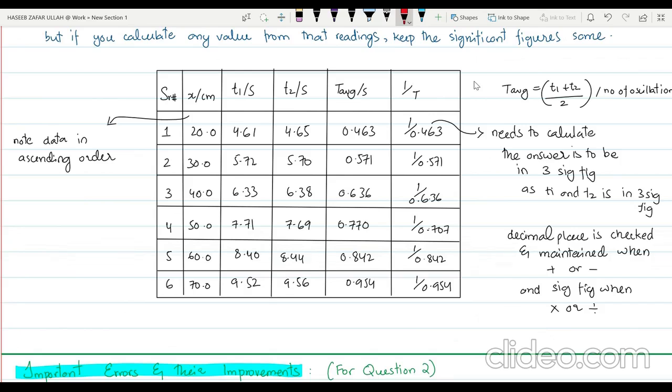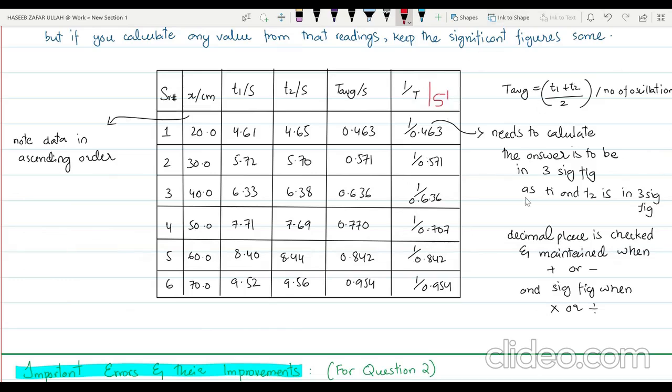So you can see that both are of the same significant figures. Then I have added another column to it, which is 1 over time period. I have not added the unit by mistake. It is going to be s minus 1. So you are going to record it to three significant figures.